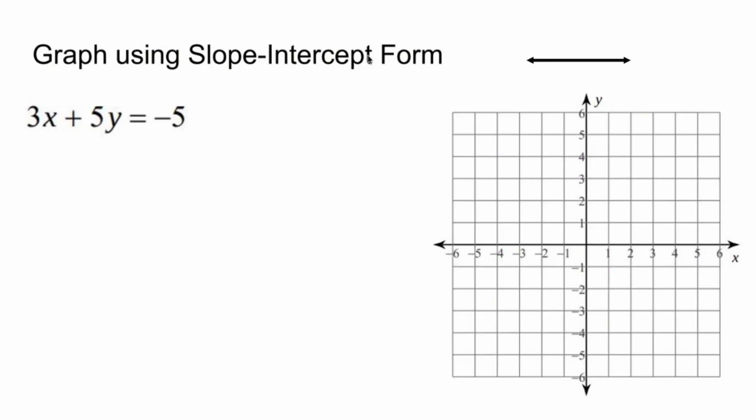Graph using slope-intercept form. Well, here's my issue. This is not in slope-intercept form, not even close. Slope-intercept form is y equals mx plus b. When you have y all by itself, the number attached to x is your slope, and the number floating around is your y-intercept. This will help me graph, but I'm not even close to that. I have 3x floating around on the same side as y, and I have 5 attached to y. So I have a little bit of work to do.